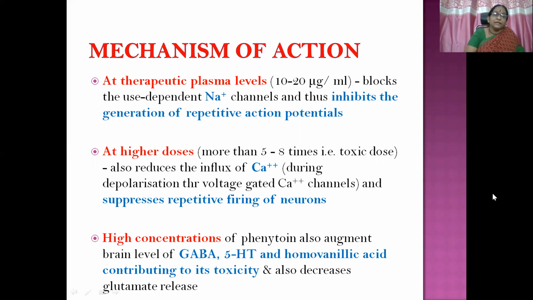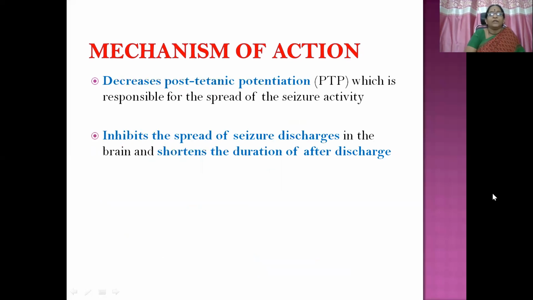Further higher concentrations of phenytoin also augment brain levels of GABA, 5-HT, and homovanillic acid, contributing to its toxicity, and they also decrease glutamate release. Apart from that, it decreases post-tetanic potentiation, which is responsible for the spread of seizure activity. It also inhibits the spread of seizure discharges in the brain and shortens the duration of after-discharge. So these are the various mechanisms of action.